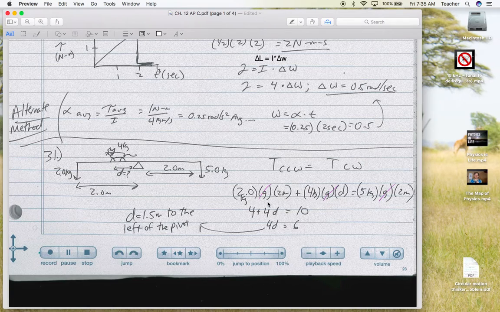So all these things, if you want to think about with torques as force times distances, you would multiply the masses times g. Those cancel out for the distances, so I don't really need to worry about that.